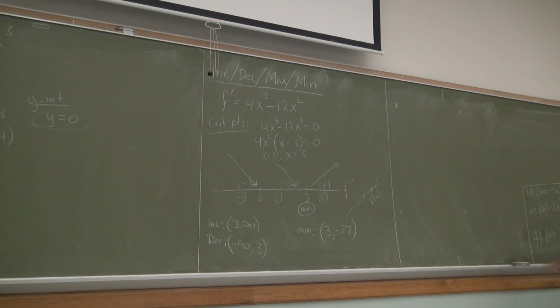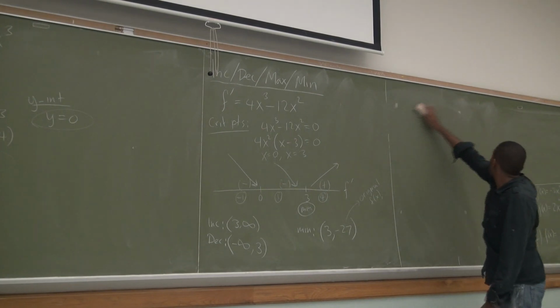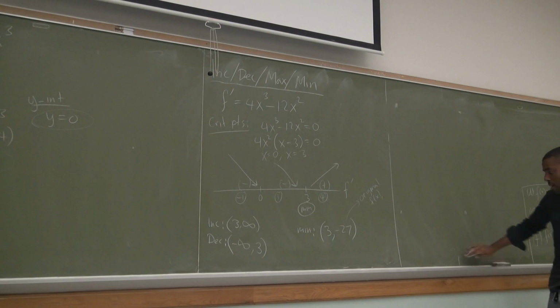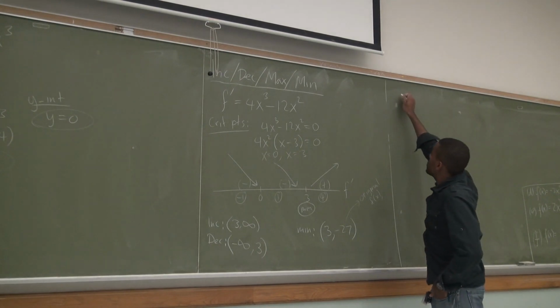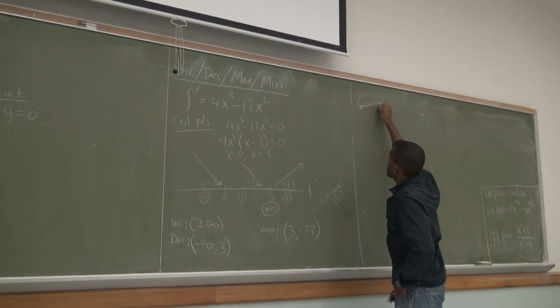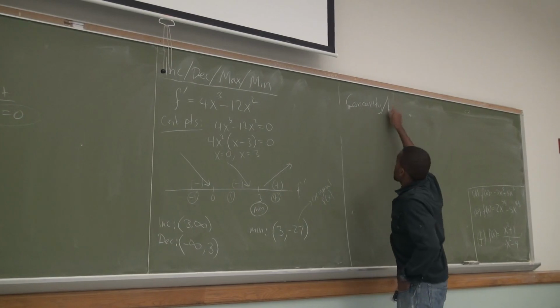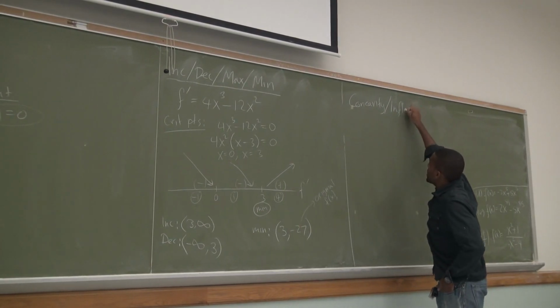No, this won't have a maximum. No local maximum. And it might have an absolute maximum if I slap a closed interval on it, but I won't. So now I want concavity and inflections. How do I get that?